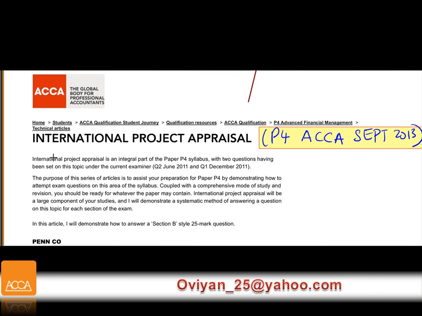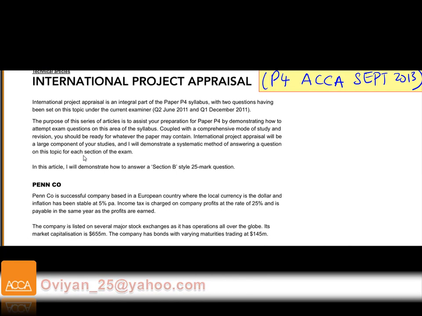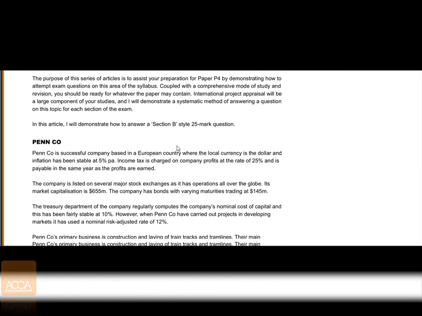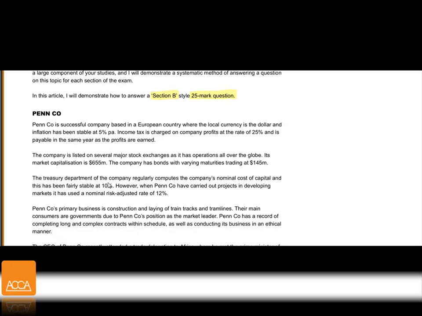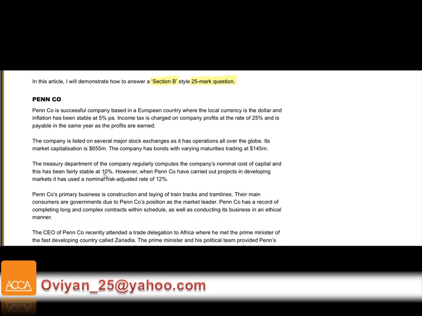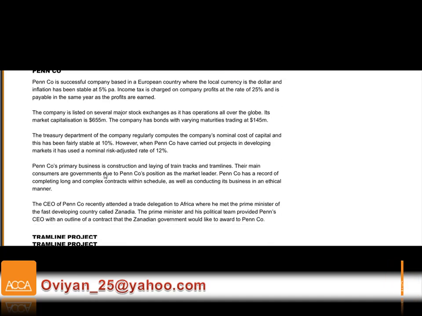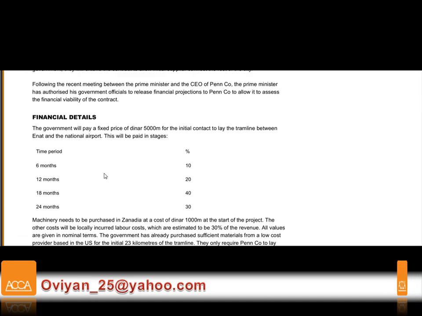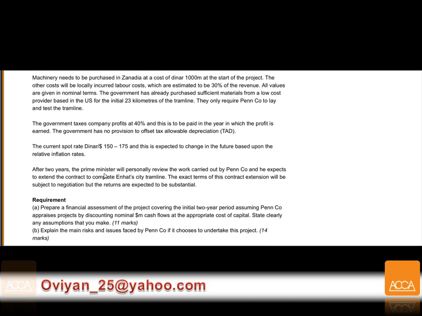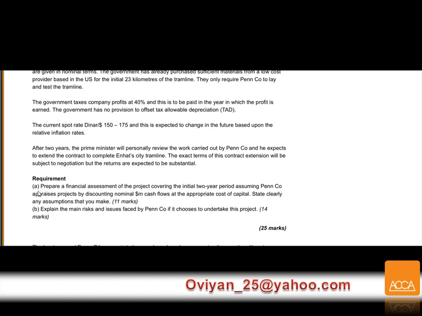Okay, now this question, there is a sample question in this article which will be very similar to what you will see in Section B of your 25 marks question based on the present syllabus. Now looking at the bottom of the question, there's a requirement. That requirement tells us to prepare a financial assessment.